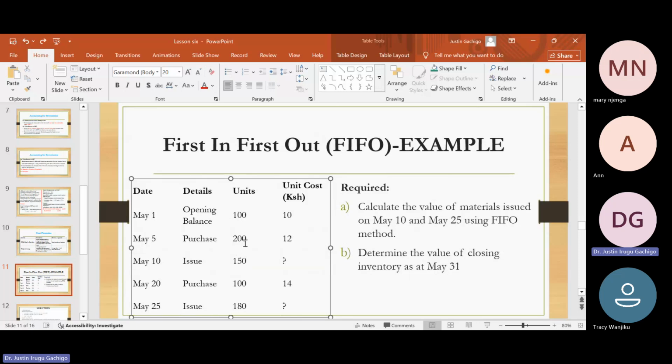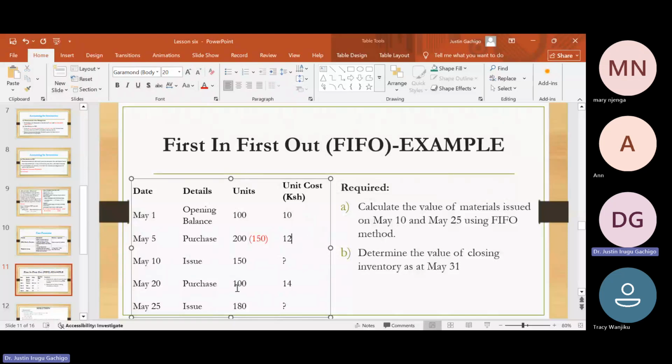So you are going to issue the first 100 at 10 shillings, but we want 150. So there will be a balance of 50. So 50, you are going to remove them from here. That means that is 50 multiplied by 12. Thank you for that. So now let us issue the other one. Here we remain with 150, which are not being issued, right? We remain with that one there.